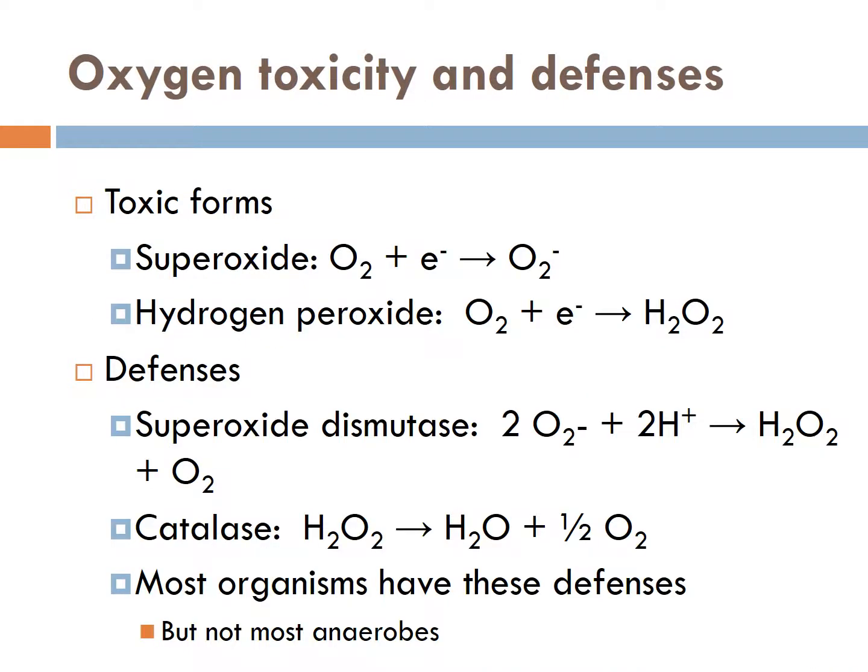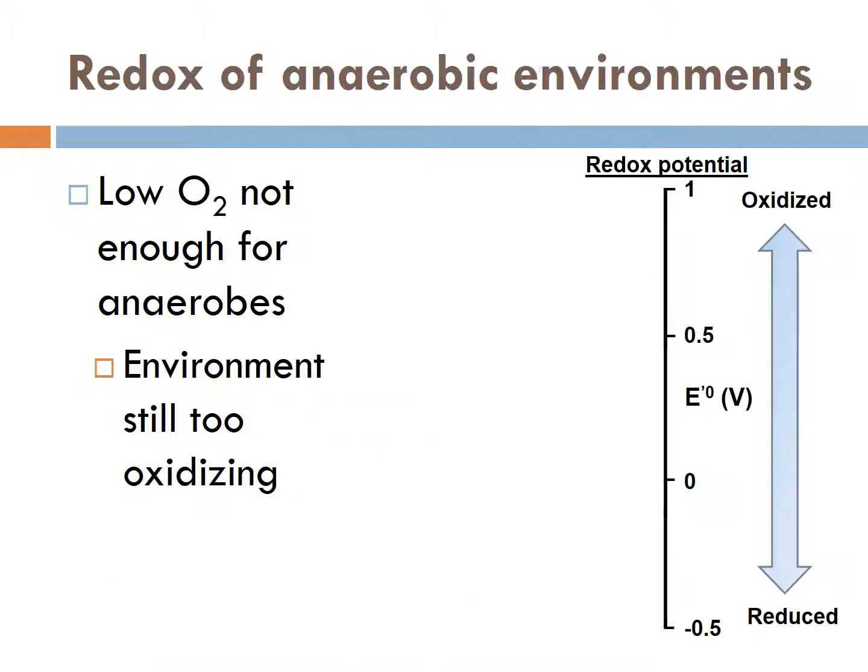Oxygen is toxic to cells. There are two different forms of toxic oxygen. One is superoxide, which you can see up top, and another is hydrogen peroxide, and you can see how each of these forms from oxygen. Many cells have defenses against these toxic forms. For example, superoxide dismutase converts superoxide to hydrogen peroxide. Catalase converts hydrogen peroxide to water and oxygen. Many cells and organisms have these defenses, but not most anaerobes, and that is one reason why oxygen is toxic to anaerobes. Low oxygen, though, is not enough for anaerobes.